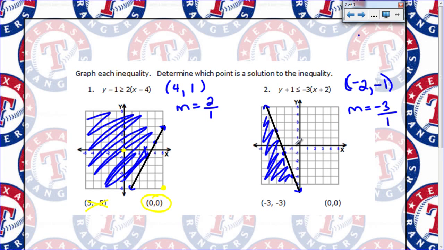And so my points, -3 is right here. It looks like that is definitely in the shaded region, so it is a solution. 0, 0 is not.